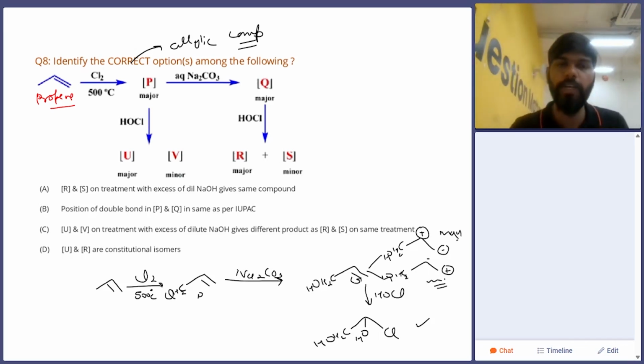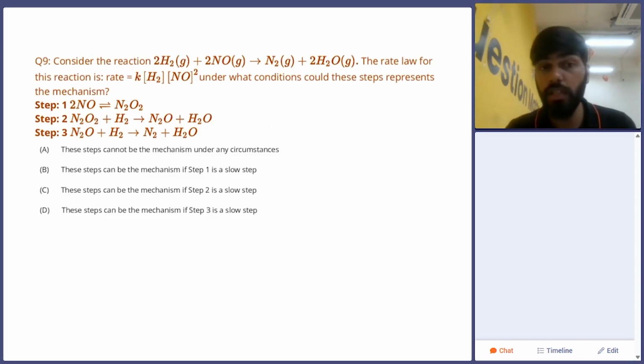And RNS on treatment with excess of dilute NaOH gives also the same product. So option A is correct. Okay. Next question. Consider the reaction 2H2 plus 2NO gives N2 plus 2H2O. The rate law for the reaction is rate equals K[H2][NO] square. Under what condition could these steps represent the mechanism? So here, which one would explain, or which one is the slowest step? So here, this can be the mechanism if the second step is slow. Okay. The second step is the slowest step.